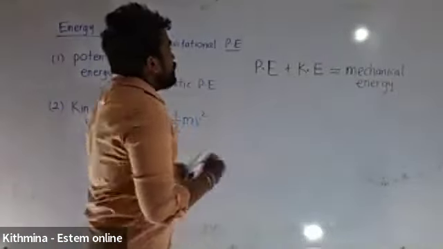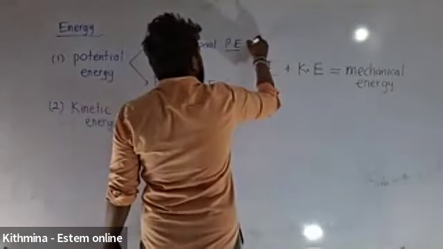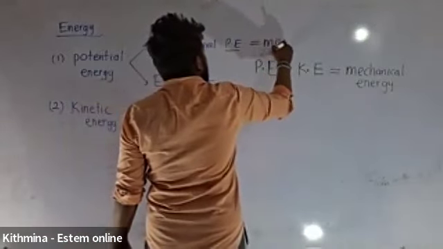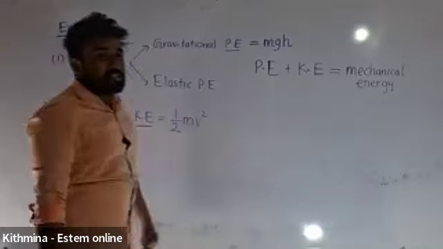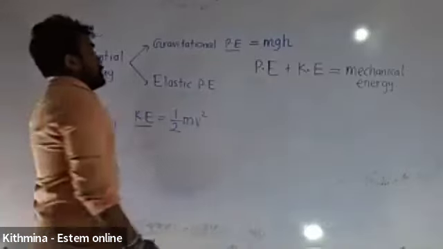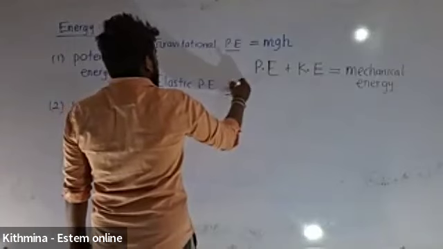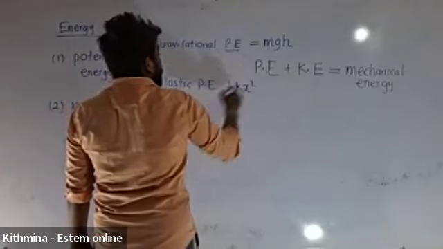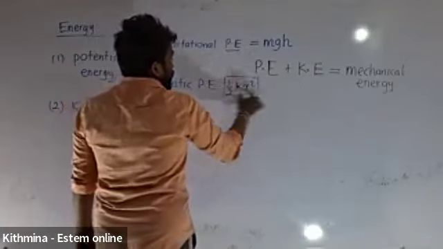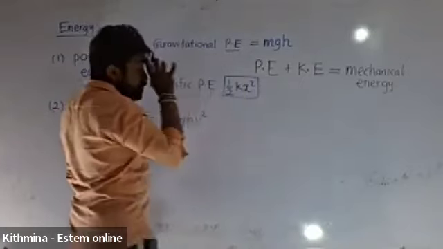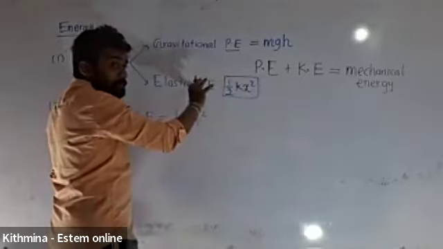When we are finding gravitational potential energy, the simple equation is mgh. Elastic potential energy also has an equation, half k x squared, but I want to explain this deeply.